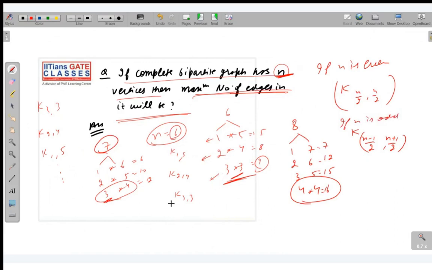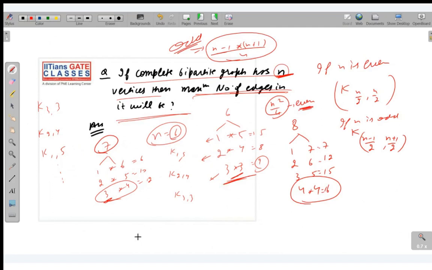So if a complete bipartite graph is having n vertices, then the maximum number of edges depends. When n is even, you will say n square by 4 is the answer. And when n is odd, you will say (n minus 1) into (n plus 1) divided by 4. For odd, this; for even, this. Any doubt? No, sir. Okay, take snapshot. I will jump to the next slide.